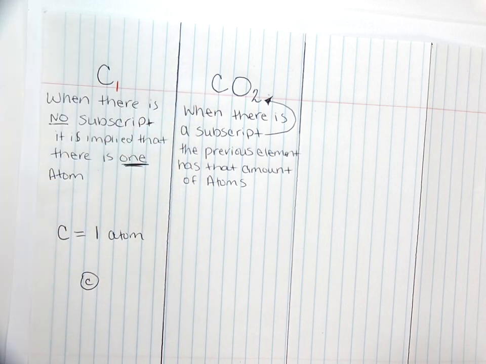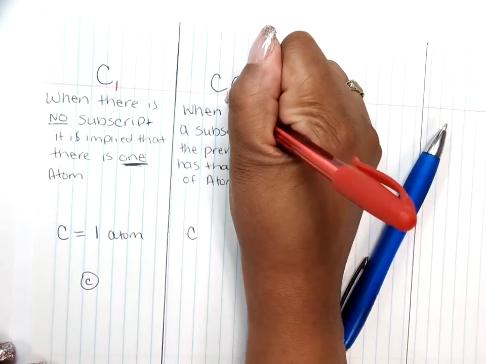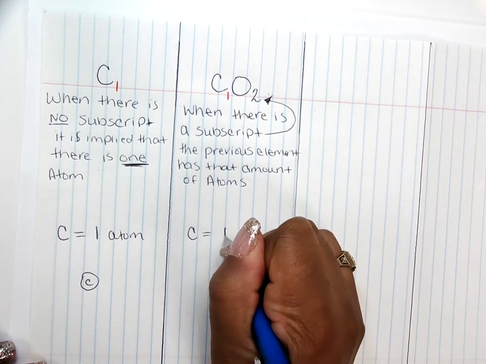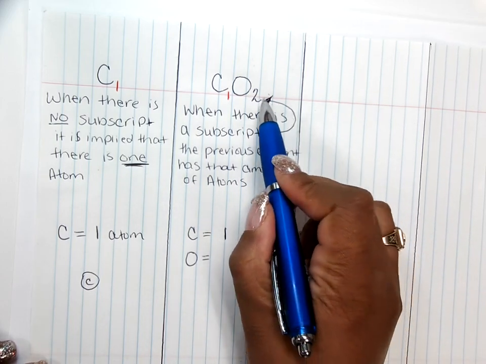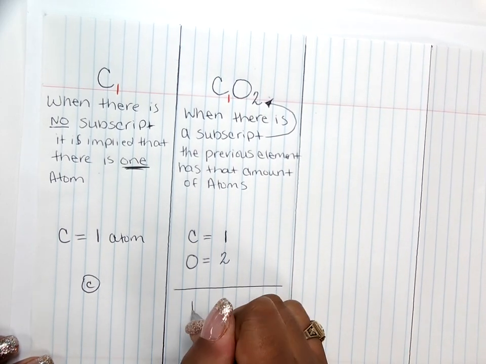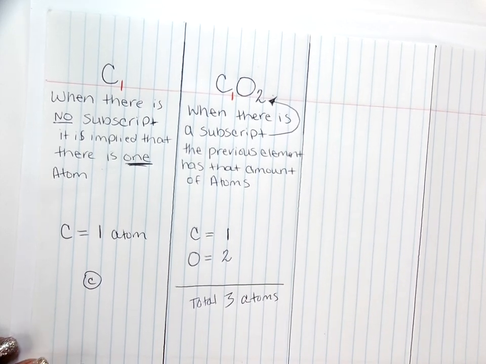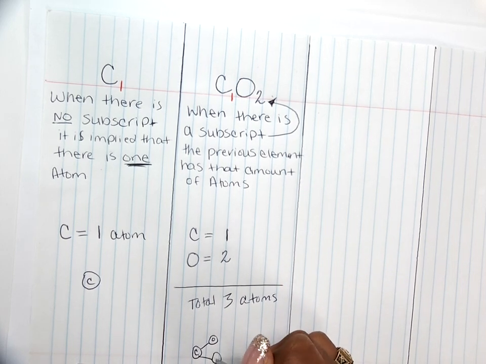So for example, this would be C, and you can throw your invisible 1 in there in a different color. C equals 1, and O is how many? 2. You have 2 oxygens. And that's going to give you a total of 3 atoms. And if you were to ever draw this one, it would be 1 C and 2 O's.